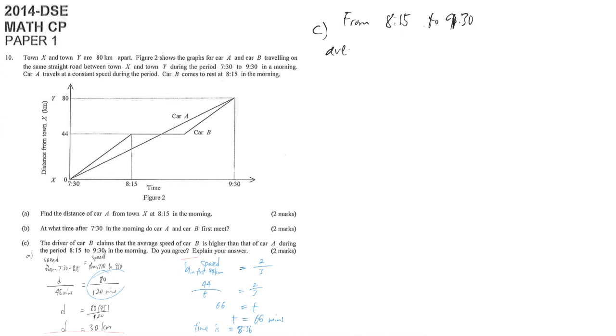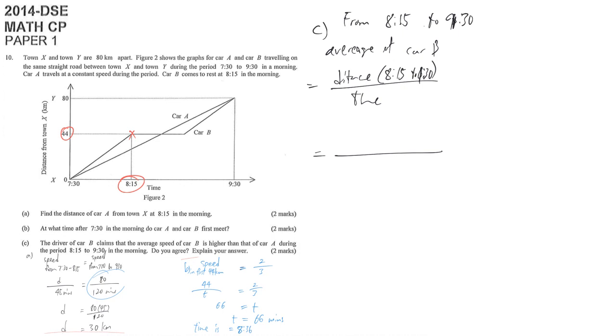And then the average speed of car B is equal to the distance. Beware, we are talking about the distance traveled from 8:15 to 9:30, and the time spent. Look at the graph here, at 8:15 the position is 44. At 9:30, the position is 80. That means the change from 44 to 80 is 80 minus 44, 36 km, which means that car B traveled 36 km only within this time period. And then how long did it spend? That means the time between 8:15 and 9:30 is 75 minutes.